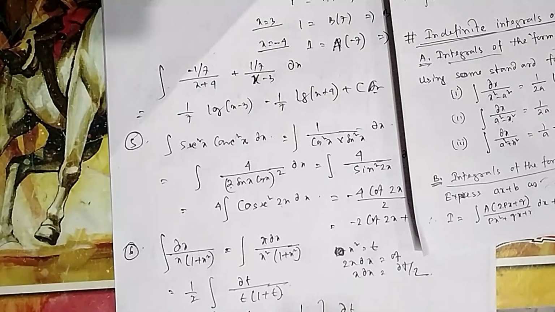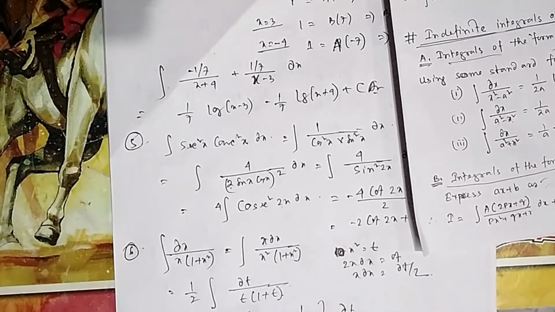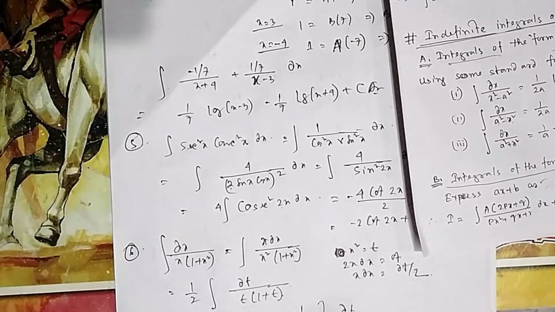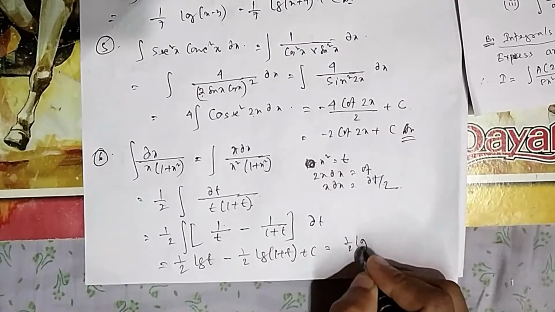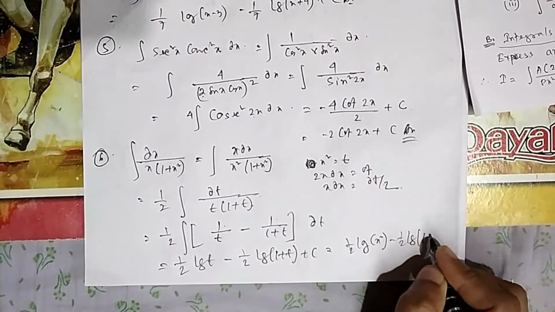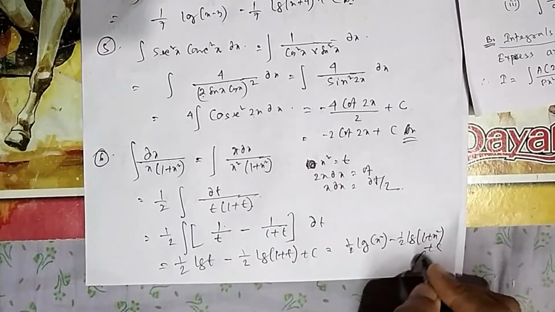1 plus t minus t, t will get cancelled, so the numerator is 1. So it is perfectly working. So integration of t is log t, and integration of 1 by t is log 1 plus t plus c. Finally you put the values of t there. Half log, what is t? T is x square. Minus half log 1 plus x square plus c. So this is your answer.